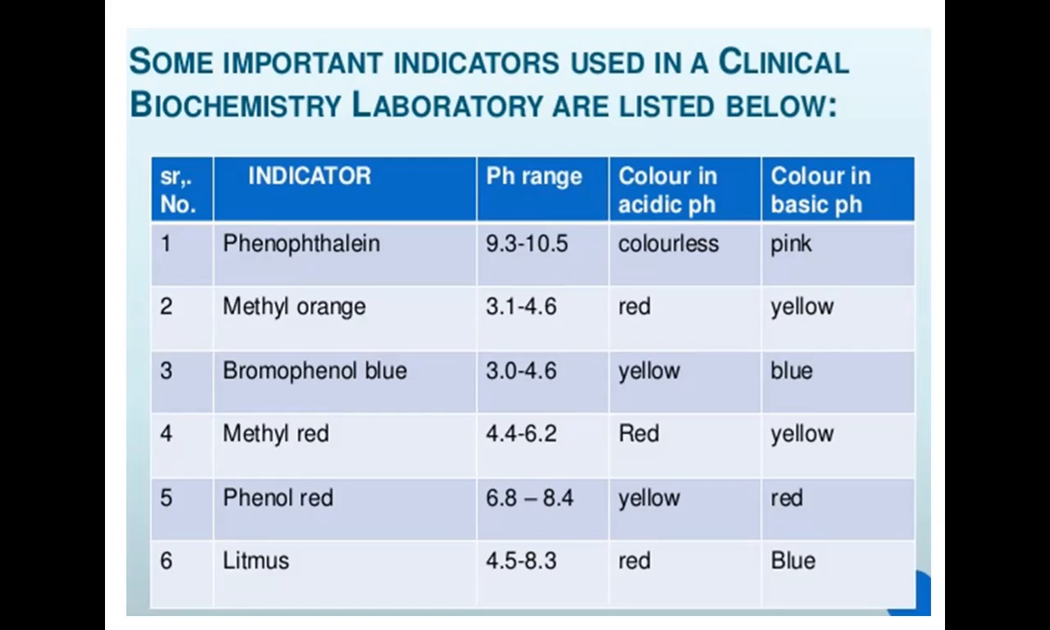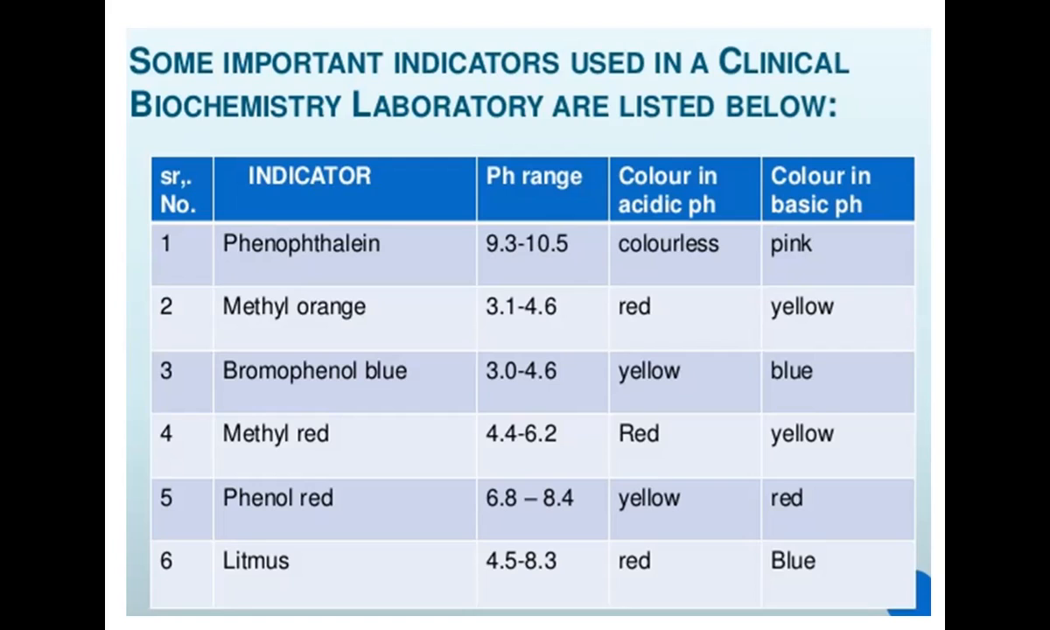One more is bromophenol blue. This is also an indicator. It works in acidic pH, and the pH range is 3 to 4.6. This is quite acidic. In acidic pH it shows the color yellow, and in basic pH it shows the color blue.